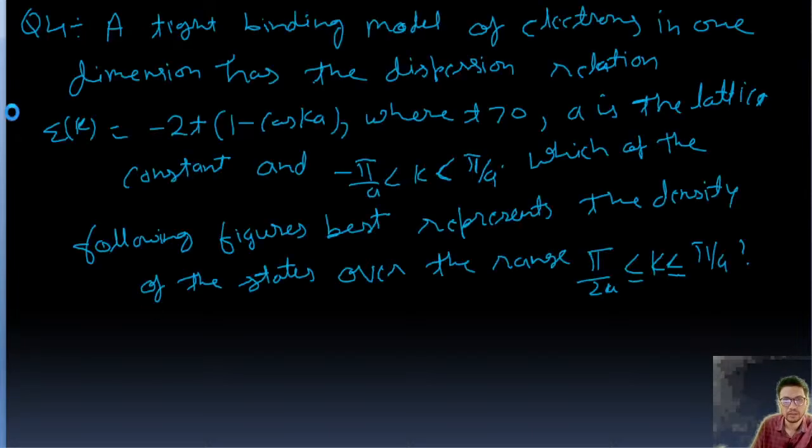So here you need to understand. We have been given that E is a function of k, the energy E. That is, the dispersion relation E of k is given, so that is 2t(1 minus cos ka). Right, this is given.